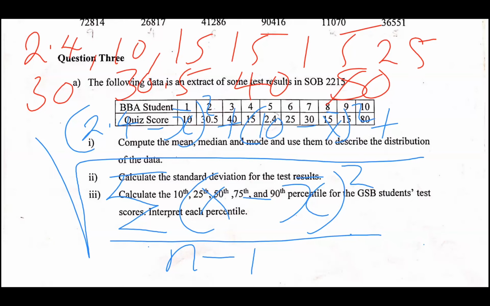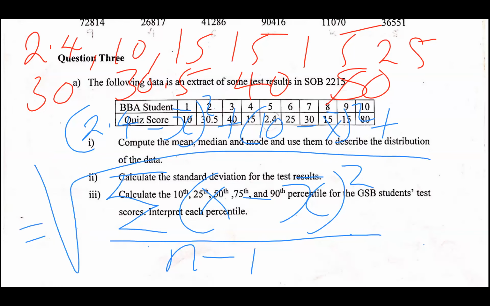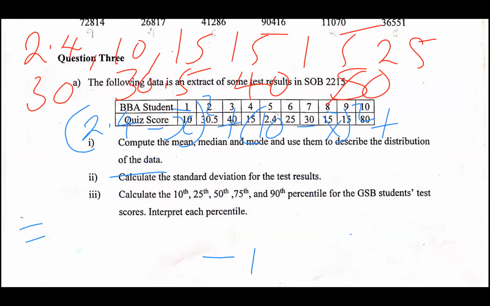Then the variance: when we don't take the square root, this is the variance. The standard deviation is the square root of the variance. This I know. I remember. These simple things are the ones that bring troubles.